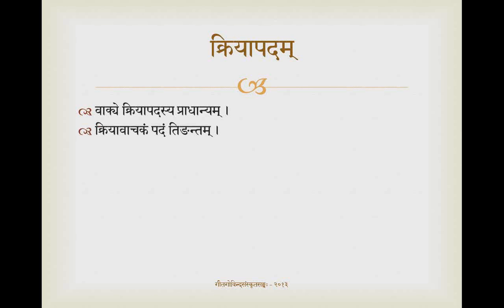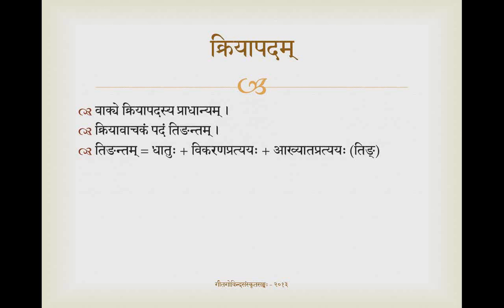So what is a kriyapada? By kriyapada here I mean a tinganta. Like subanta, subtingantam padam, there is subanta and there is tinganta. Tinganta is made of a dhatu and an akhyata pratyaya. The pratyaya is also called akhyata pratyaya. There could also be a vikarana pratyaya in between. So together, the dhatu and akhyata make up the tinganta.